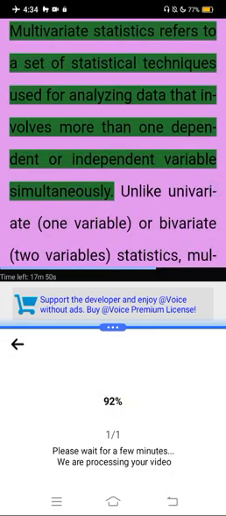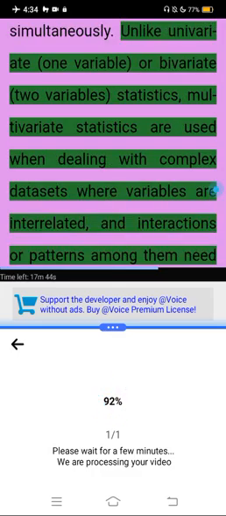Multivariate statistics refers to a set of statistical techniques used for analyzing data that involves more than one dependent or independent variable simultaneously. Unlike univariate (one variable) or bivariate (two variable) statistics, multivariate statistics are used when dealing with complex datasets where variables are interrelated and interactions or patterns among them need to be identified.